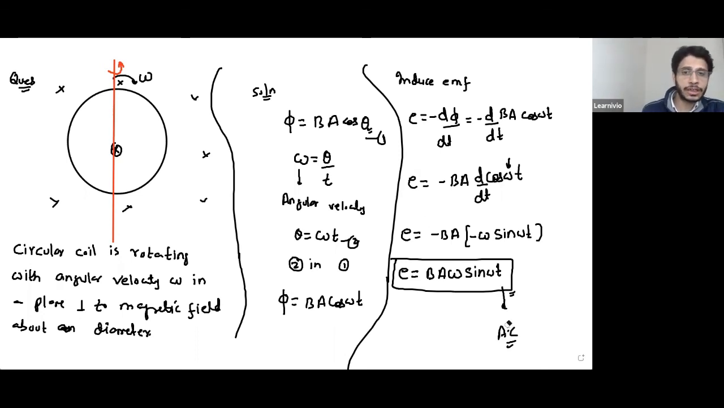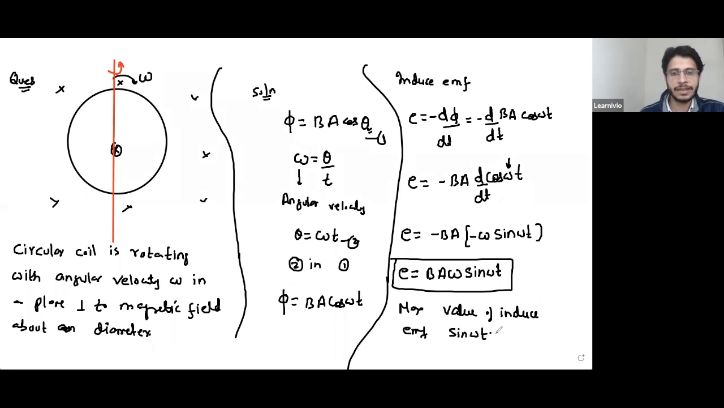In the same question, he can even ask you to calculate the maximum value of induced EMF. Since the EMF depends upon time, for the maximum value, your sine omega t should be 1. If your sine omega t is 1, then you will get that E max is BA omega.